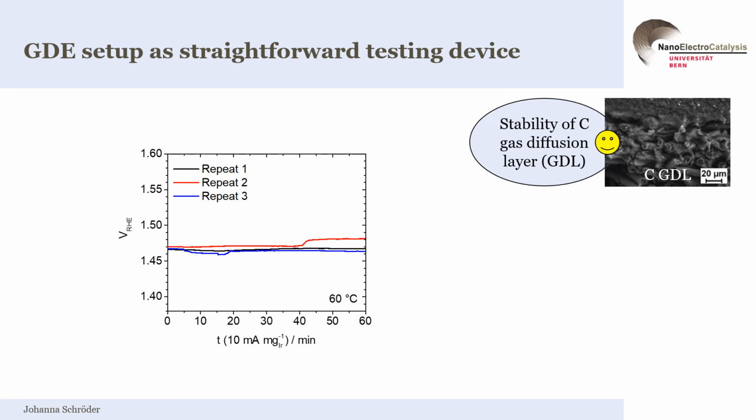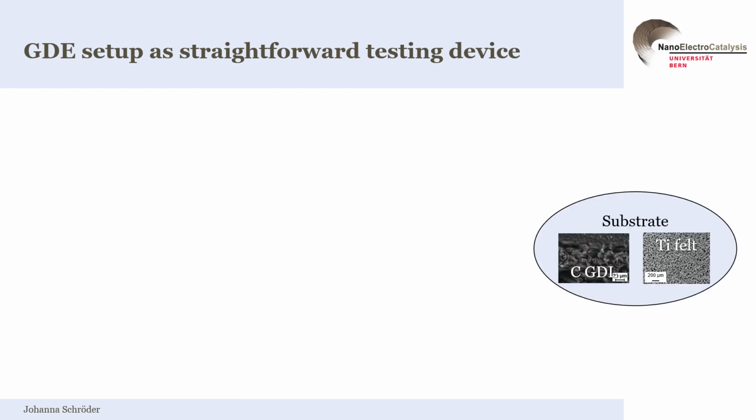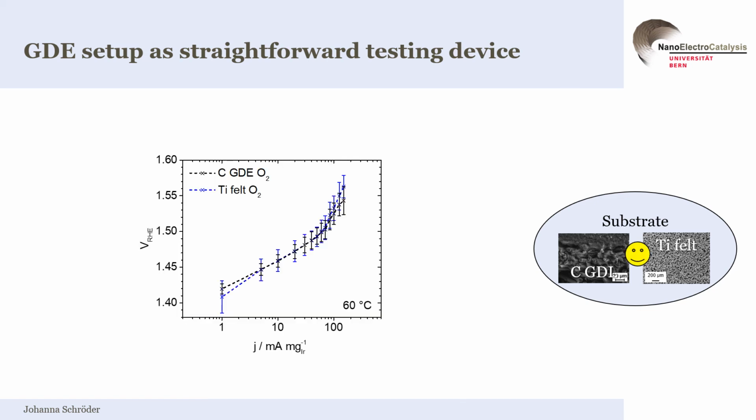As last topic, today I want to talk about the influence of the substrate, comparing the carbon-based gas diffusion layer with the titanium felt that is typically used in electrolyzers. Comparing the results obtained by the use of both substrates, we can see that comparable activities are reached. So, as a conclusion, we can say that in the gas diffusion electrode setup I was using, it's even possible to use the titanium felt.